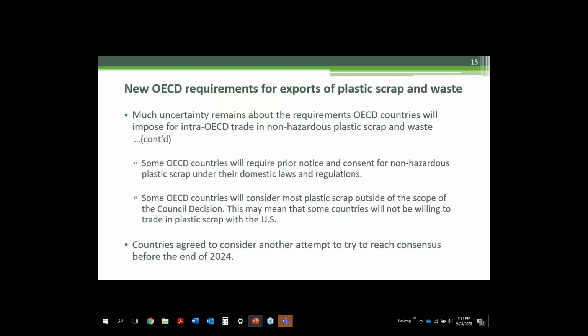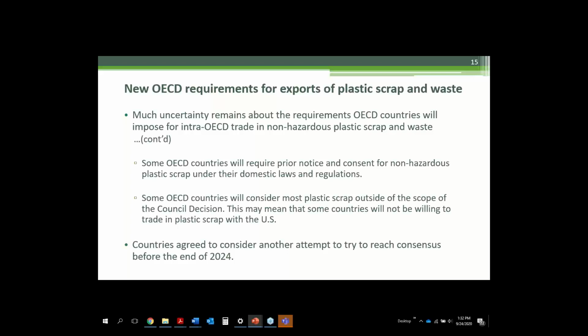Well, that gets back to that party non-party prohibition in Basel that I had mentioned earlier. And since almost all the other countries in the world are Basel parties, if a country in the OECD, even though we have the OECD Council decision and it's an Article 11 agreement, still says it's out of scope, then they're saying they're not going to trade plastic scrap with us.